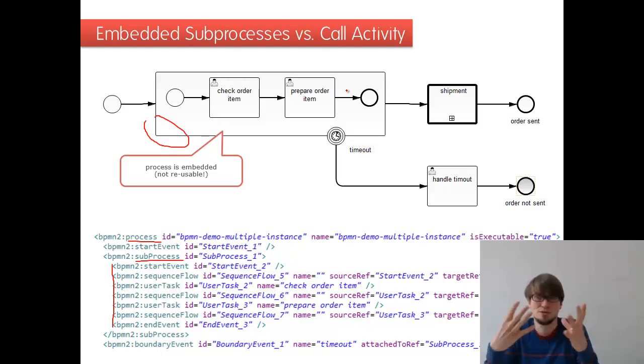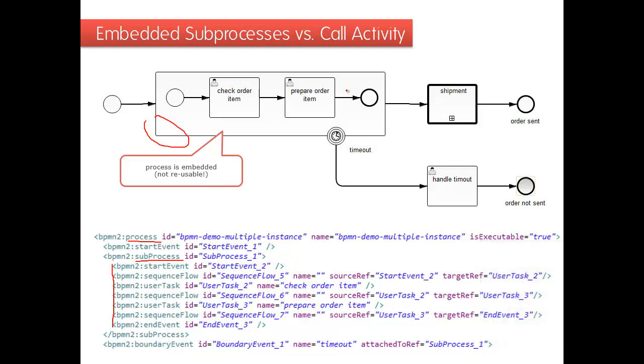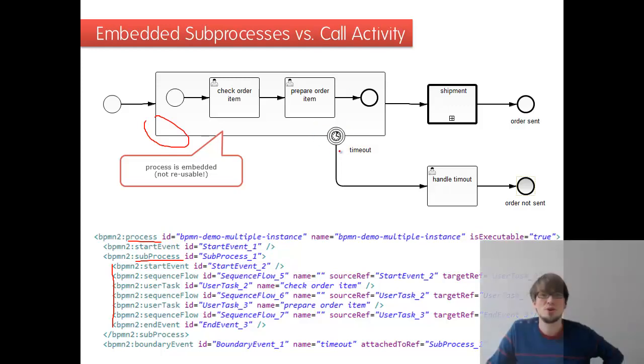Okay, it's not a separate file, it's not a separate process, it's the same process definition, the same process instance running here, it's just a scope. And this scope can be used, for example, to attach boundary events. In this case, it doesn't matter if you're taking too long in check order items or prepare order items. If the whole sub-process takes too long, I'm going out over that sequence flow.